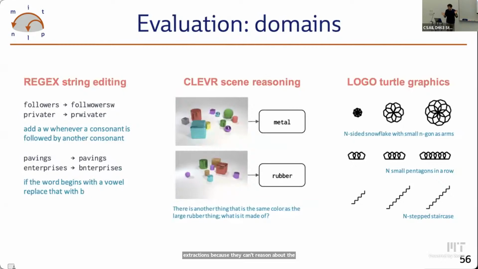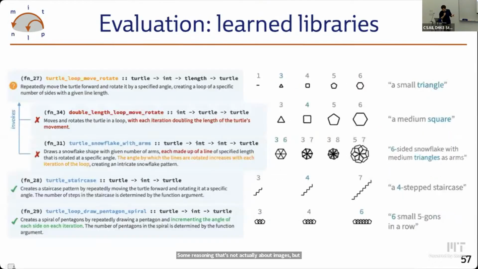Cool. So in terms of what the evaluation story looks like, we look at standard program synthesis benchmarks, a regular expression domain like this vowel thing that we looked at before, some reasoning that's not actually about images but about relational graphs, and then some real graphics programs at the end.